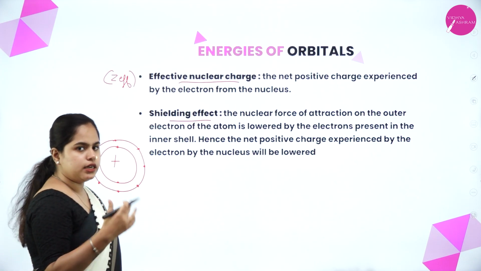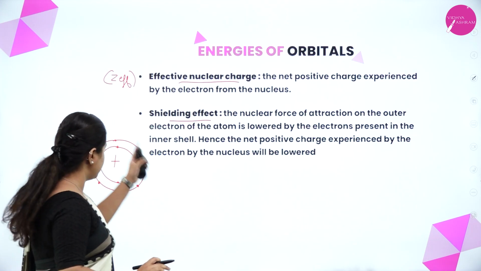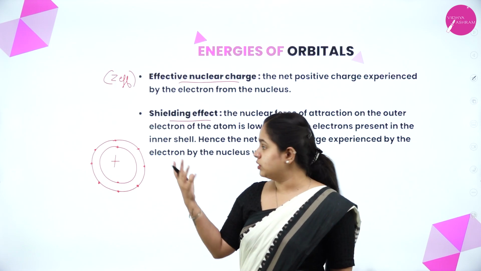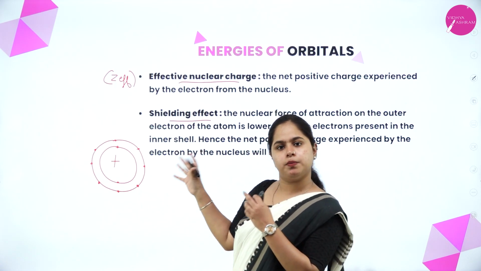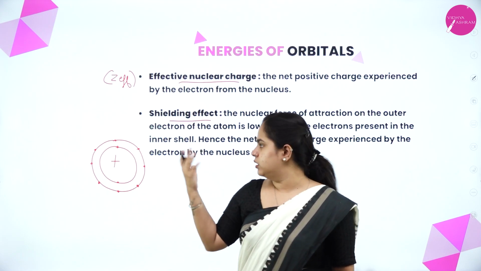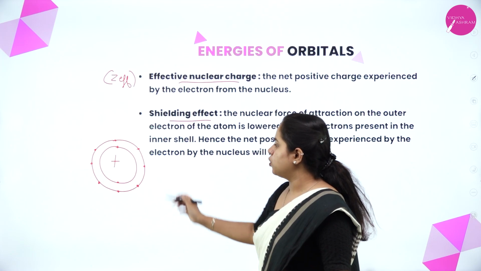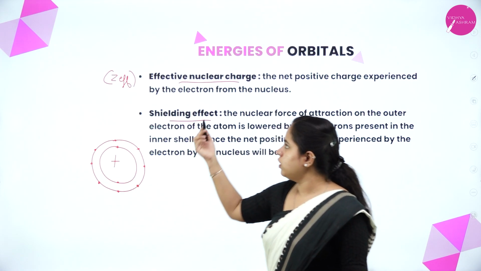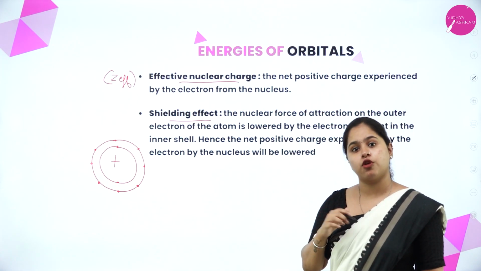In various shells, various numbers of electrons will be present. Actually, we know that the model of the atom has these orbitals, which are 3D, so I cannot represent 3D on a board. That is why, to understand it properly, I am representing it like this. A nucleus will be there around which electrons will be present. So what is effective nuclear charge? The net positive charge experienced by the electron from the nucleus.